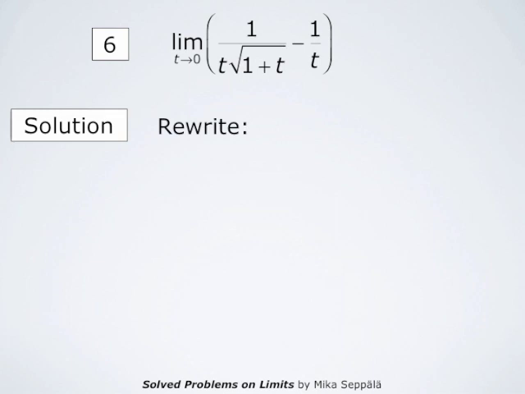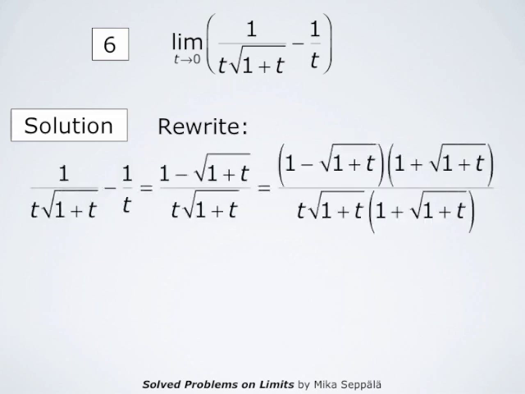First we simplify, we combine the difference of the fractional expressions. We get 1 divided by t times square root of 1 plus t minus 1 divided by t is simply 1 minus square root of 1 plus t, and that divided by t times square root of 1 plus t. Then we multiply and divide by the quantity 1 plus square root of 1 plus t. That's the conjugate of the expression in the numerator.